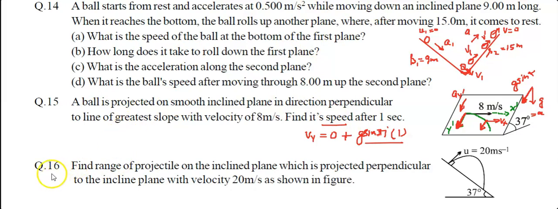This next question is 16. It says find the range of the projectile on the inclined plane which is projected perpendicular to the inclined plane with the velocity as shown in the figure. So you can use the equations of inclined plane motion. You are throwing it downside, so use those equations for downside. Take this as a reference. And this theta that we measure is given as 90 degrees, so use theta as 90 degrees, and alpha is given as 37 degrees.